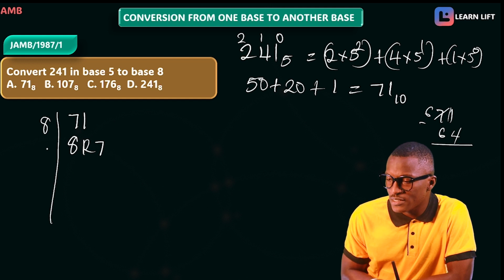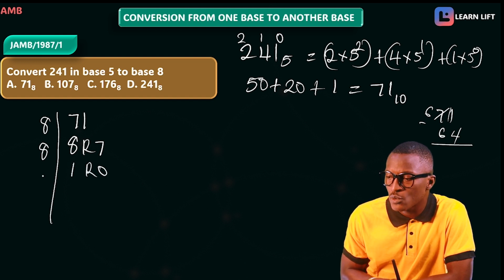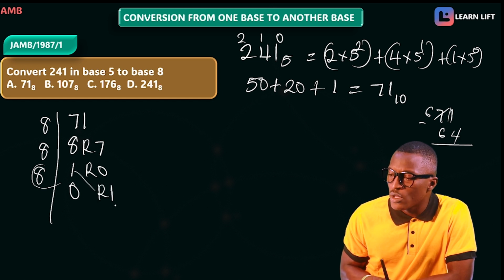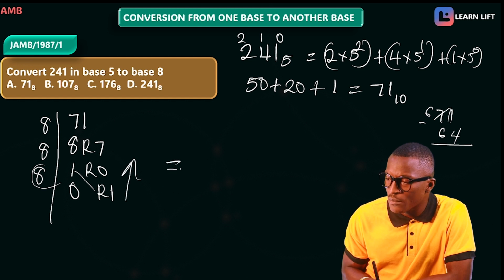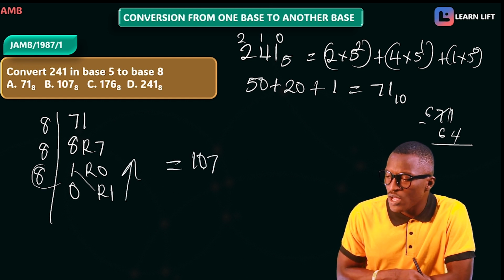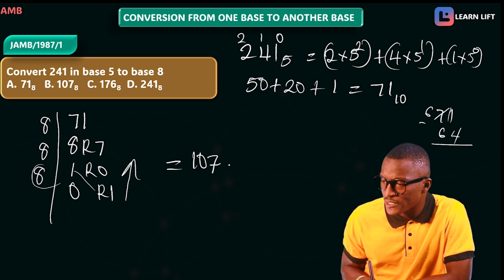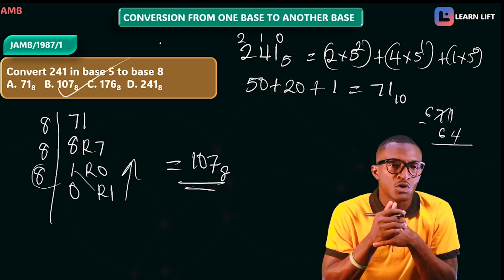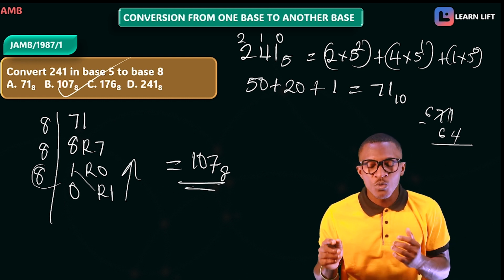So now, 8 can still go into 8. It will be 1, since 8 times 1 is 8, with remainder 0. Then 8 into 1 gives 0, because 8 is already bigger than 1, and the remainder is 1. Now the next thing is to take your arrow upward. That becomes 107 in base 8. If you check that very well, that is option B: 107 base 8. I hope you understand that.